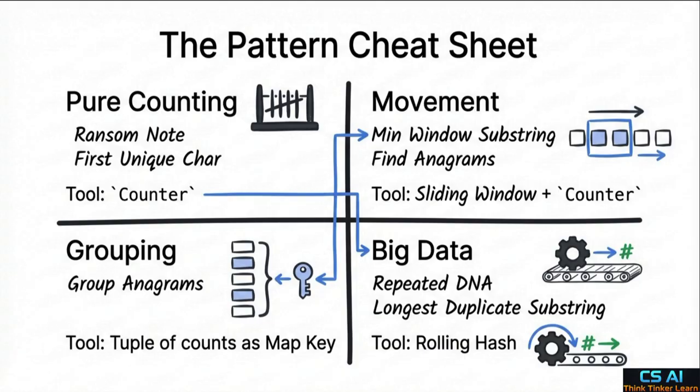Here is a pattern cheat sheet for the interview. If you have a pure counting problem, like ransom note or first unique character, your tool is a counter. If you need to group things, like in group anagrams, use a tuple of counts as your map key. If you see movement, like min window substring or find all anagrams, use a sliding window plus the counter. And for big data problems like massive substrings, like in the case of DNA repeats, pull out the rolling hash. Don't memorize the problem, memorize these mappings. When you see a specific problem type, your brain should automatically reach for the corresponding tool in the cabinet.